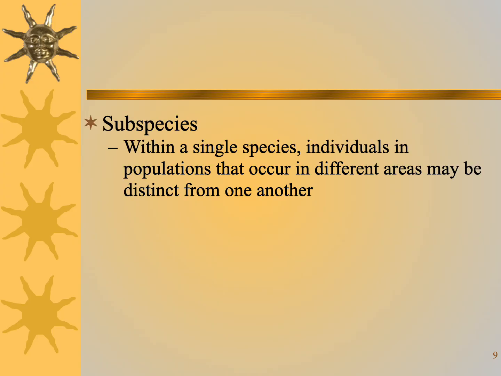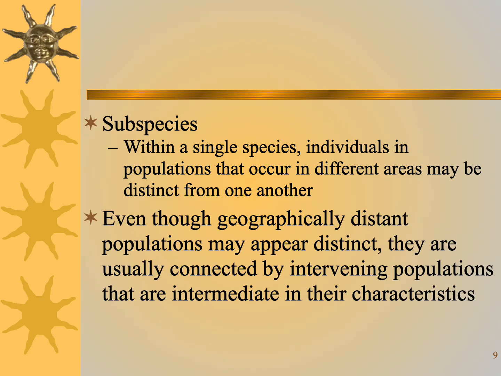Okay. Sometimes there are differences in different areas. We sometimes say a subspecies may be distinct in one area, but even though they may look distinct, they potentially interbreed with intervening individuals, and there might be a gradient so that we can recognize these individuals, but they're just forming a gradient.